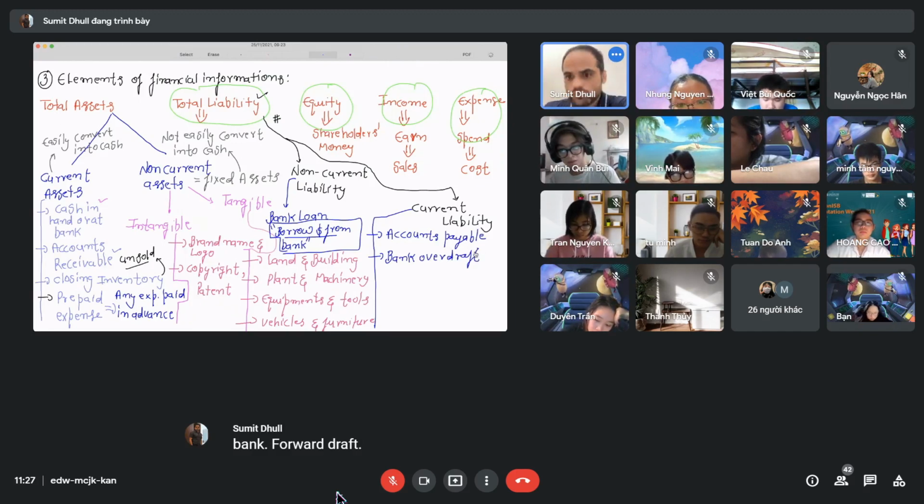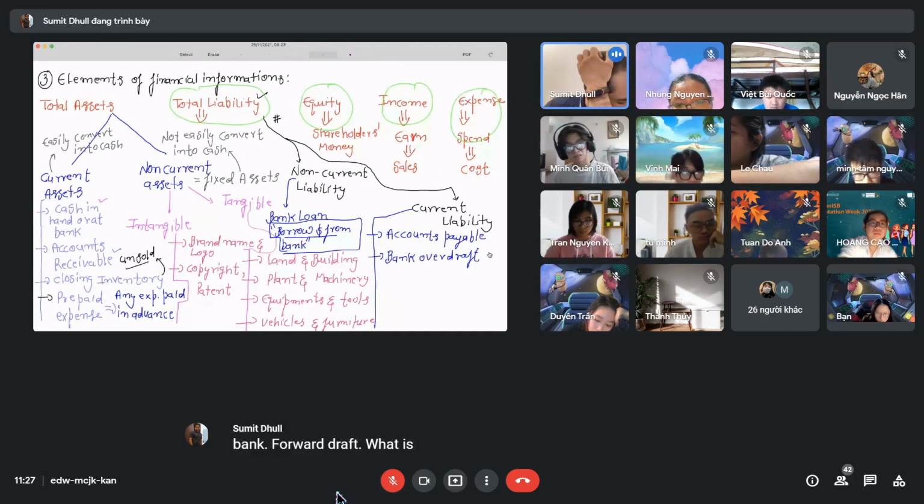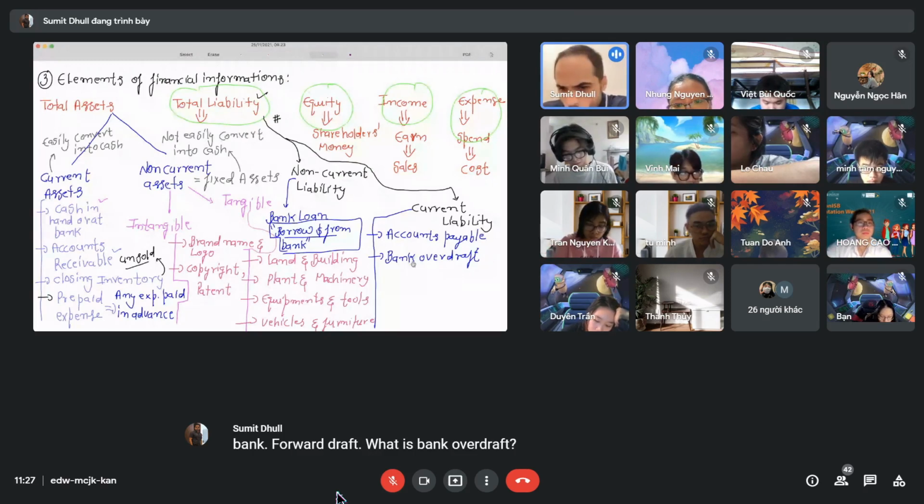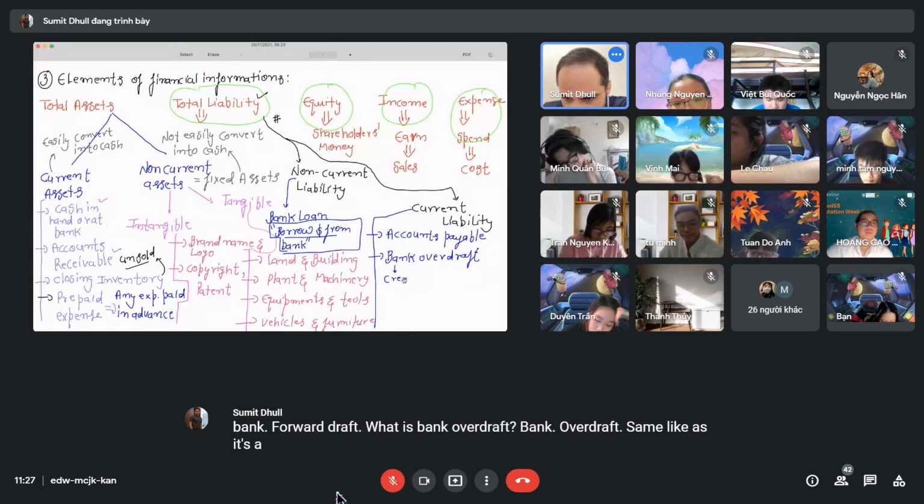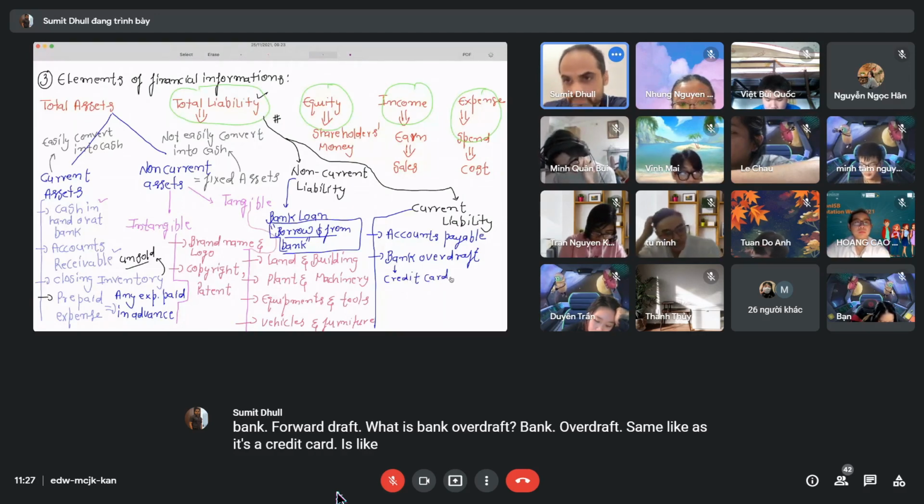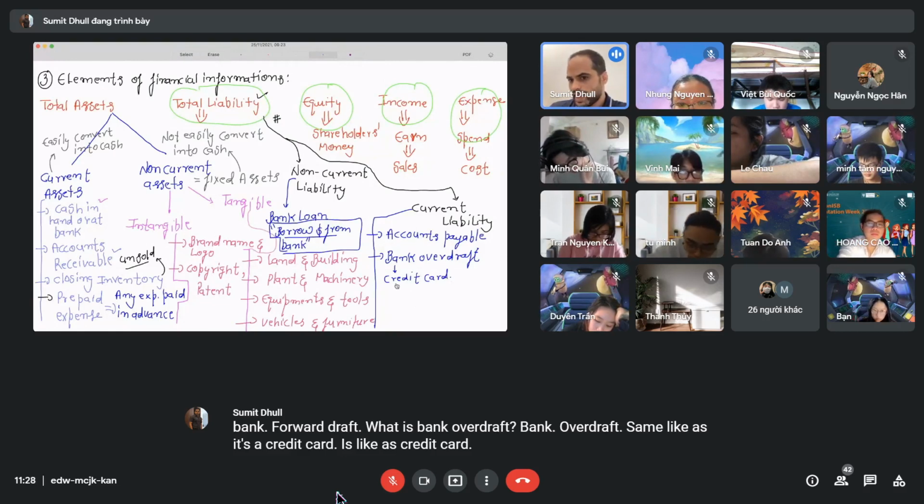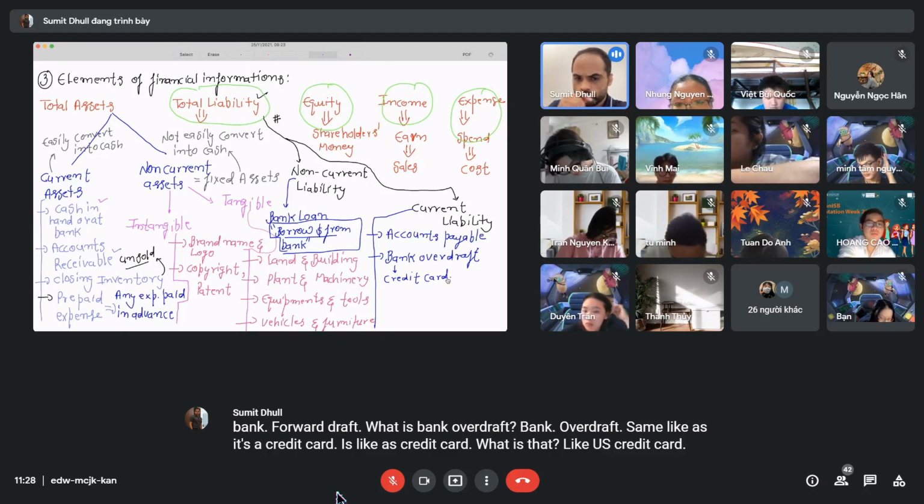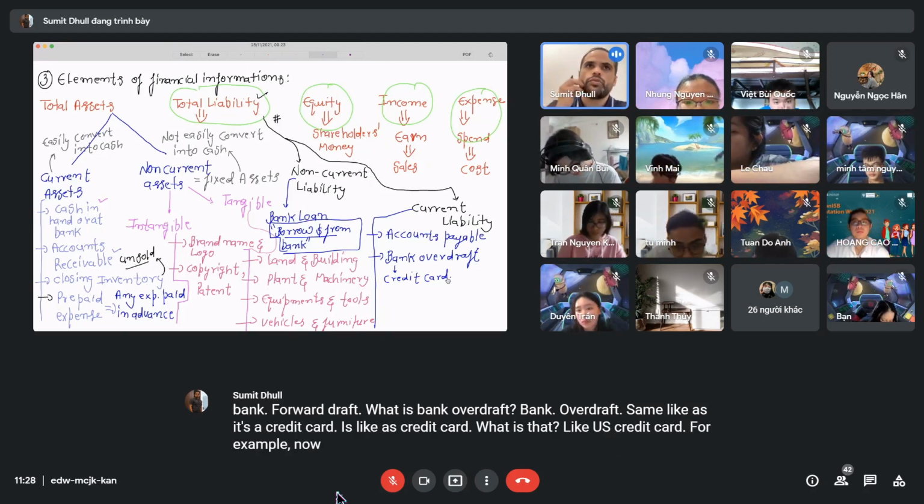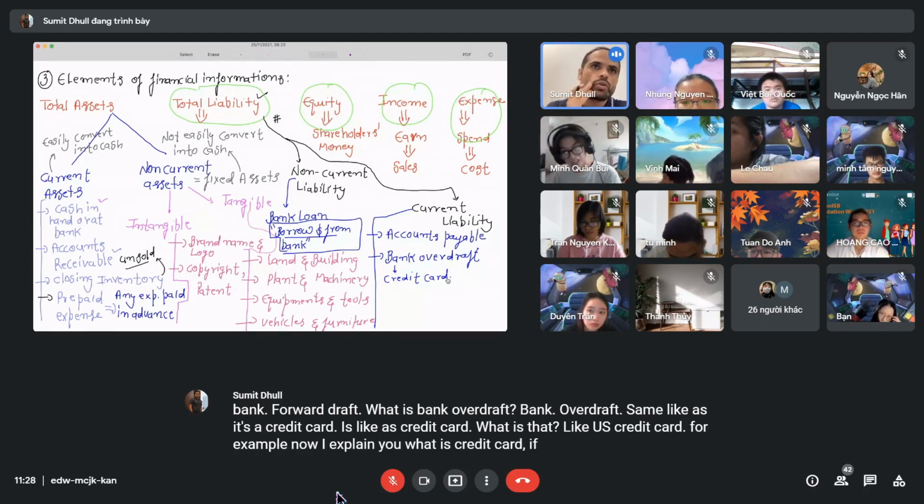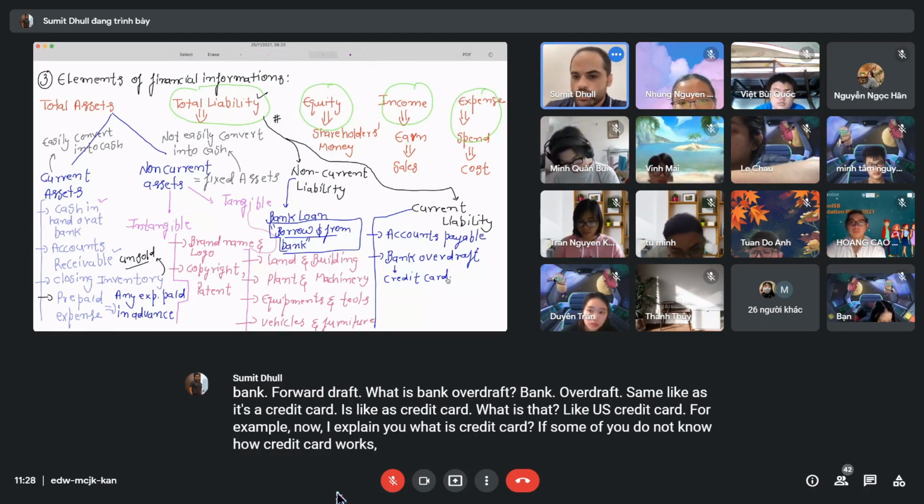What is bank overdraft? Bank overdraft is the same as a credit card. What is that? Like a credit card. For example, now I will explain what a credit card is, if some of you do not know how a credit card works. So credit card means the bank gives you a credit card.